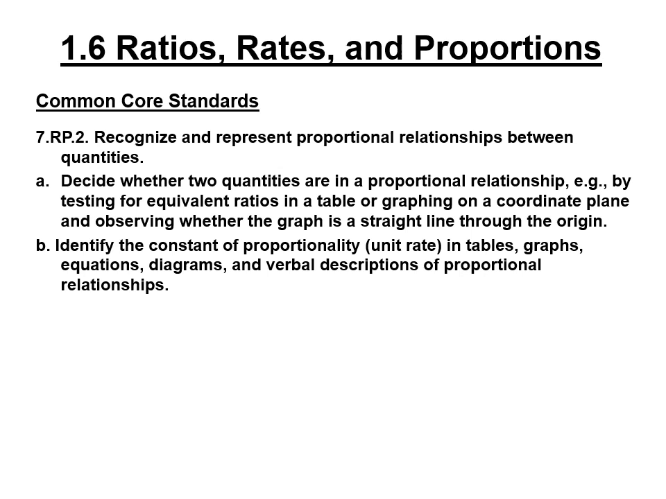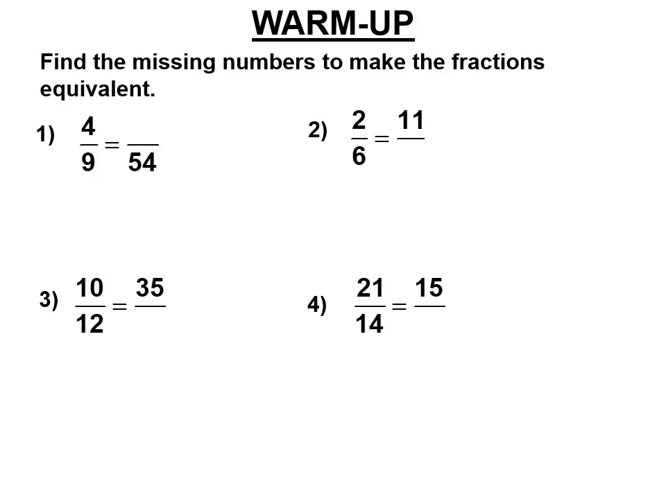So welcome to 1.6. We're now going to take what we've been learning about fractions and apply them to ratios, rates, and proportions. Right? So we're going to find the missing numbers here. We've done this. 9 times 6 is 54. 4 times 6 is 24. 2 times what makes 11? Nothing, but we could simplify this fraction to 1/3. 1 times 11 makes 11, so 3 times 11 is 33.